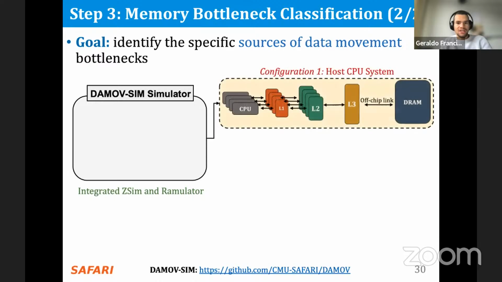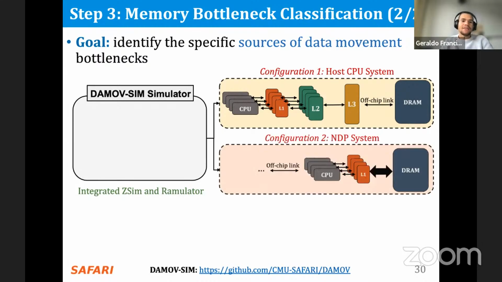The first configuration that we evaluate is of a host CPU with a deep cache hierarchy. The cache hierarchy has a 32 kilobyte private L1 cache, a 256 kilobyte private L2 cache, and a shared 8 megabyte L3 cache. The second configuration is of an NDP CPU with only a private read-only L1 cache of 32 kilobytes. In our paper, we evaluate a third configuration that includes a hardware prefetcher on top of configuration 1. However, we omit such a configuration in this talk.